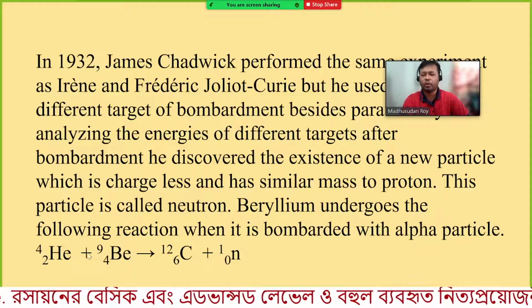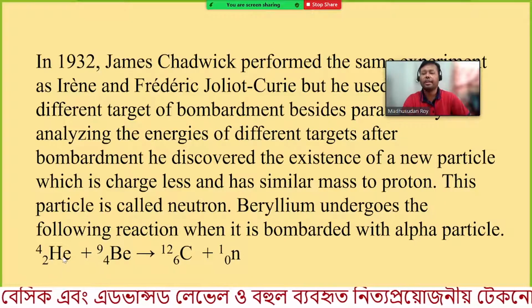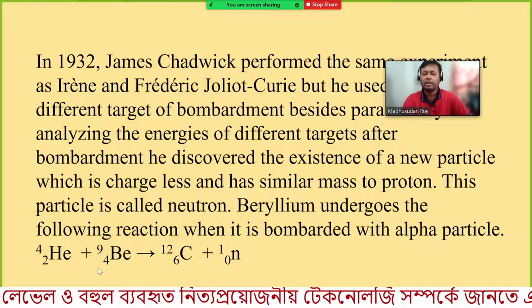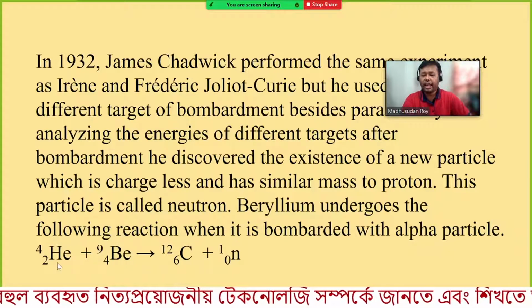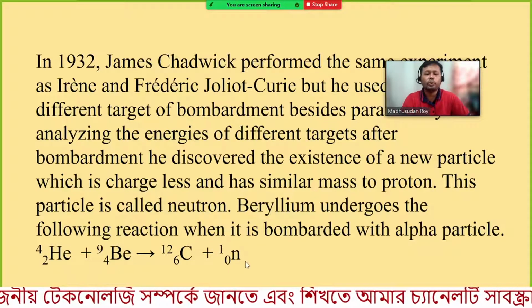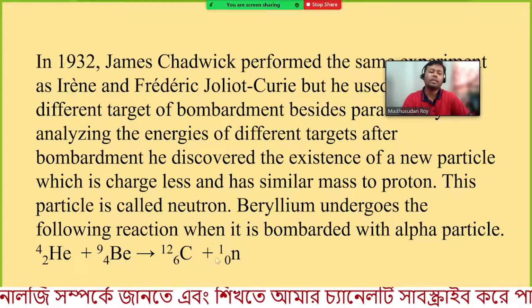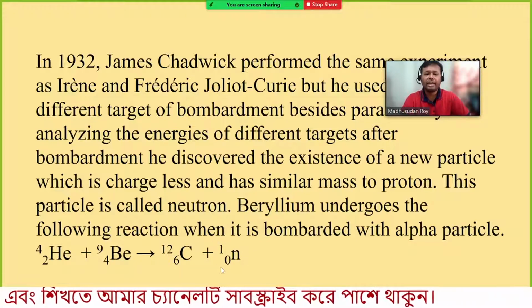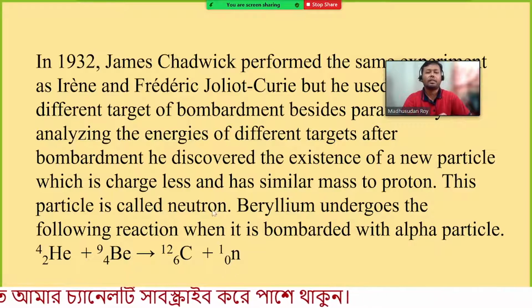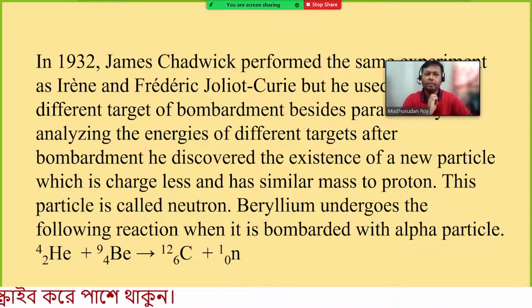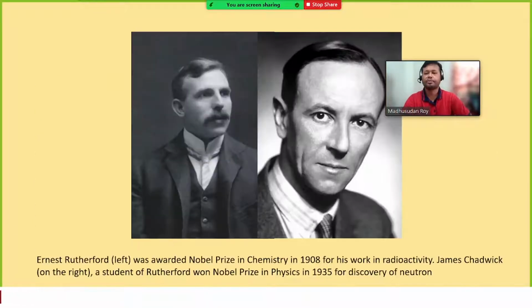Beryllium undergoes the following reaction. Here you can see already, this is the alpha particle and this is the beryllium. So when the alpha particle hits the beryllium, it produces a neutral radiation which is considered as neutron, and this radiation can eject proton by hitting some hydrogen containing particle or hydrogen containing molecule.